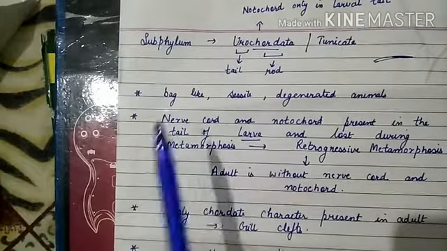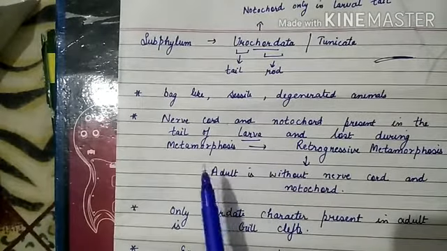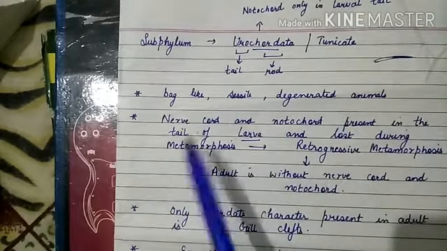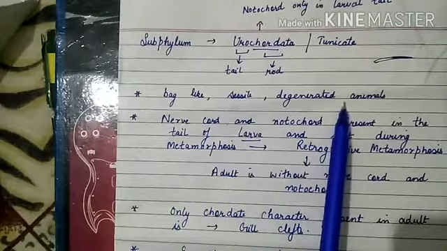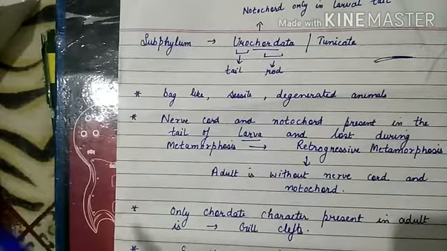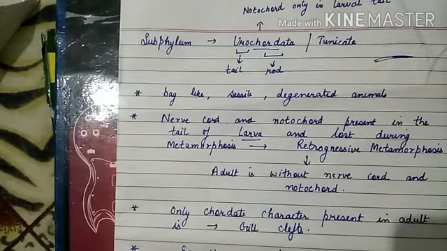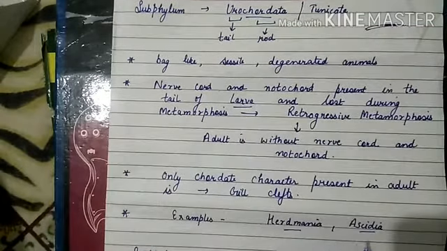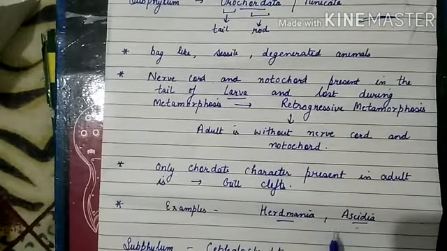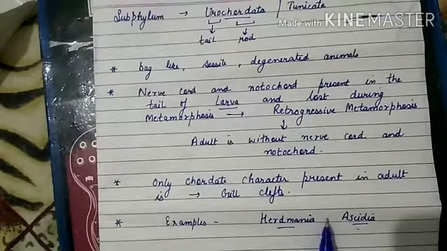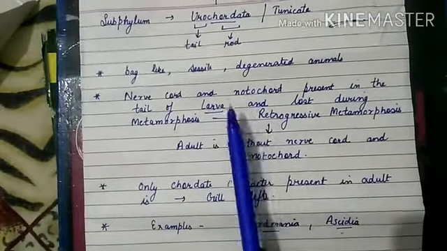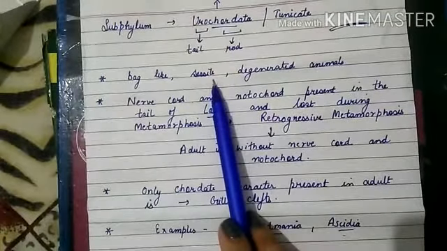Then for the general features, you have to learn three in this phylum. The first one is that they are bag-like, sessile, degenerated animals. Sessile means they are attached to a substratum. They are bag-like animals. The examples given in your book are Herdmania and Ascidia. If you observe Herdmania, it looks like a bag and is always attached to a substratum. So the animals are bag-like and sessile.